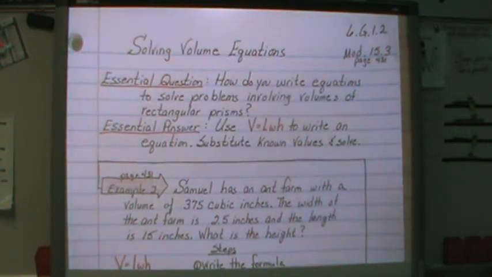The essential question today is, how do you write equations to solve problems involving volumes of rectangular prisms? Your essential answer is you're going to use the volume formula, which is volume equals length times width times height. To write an equation, you're going to substitute the known values and then solve it. So let's go to example 1.